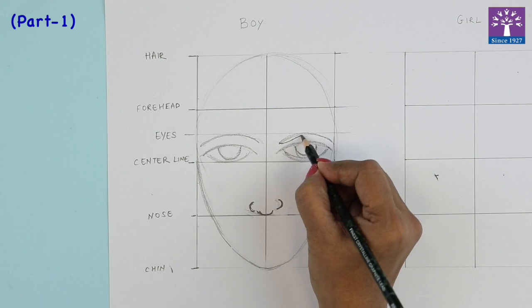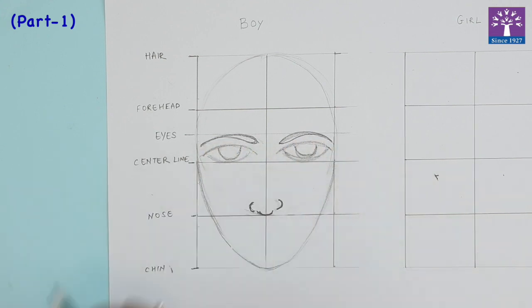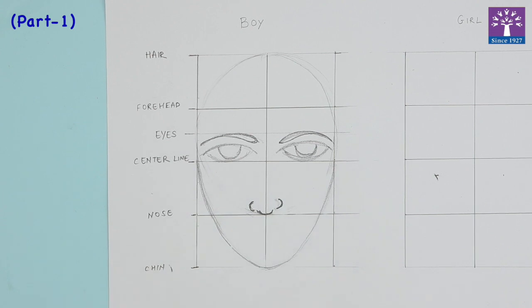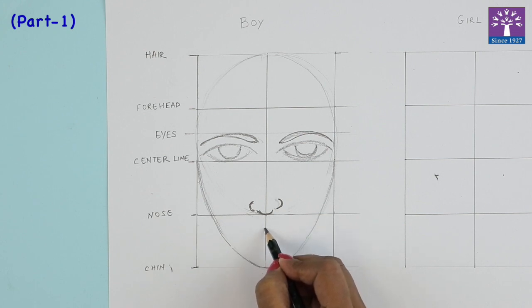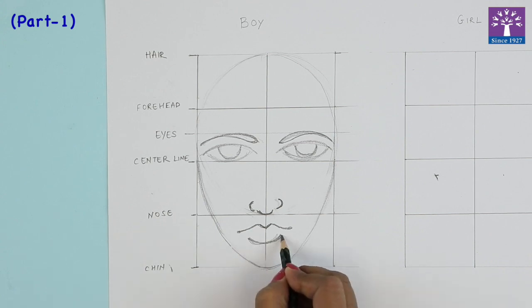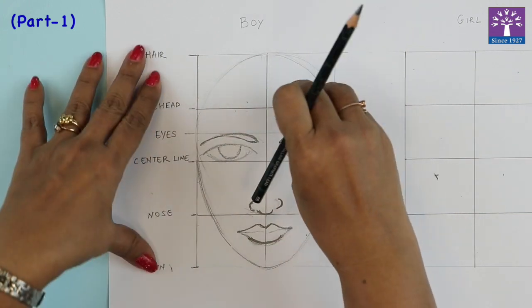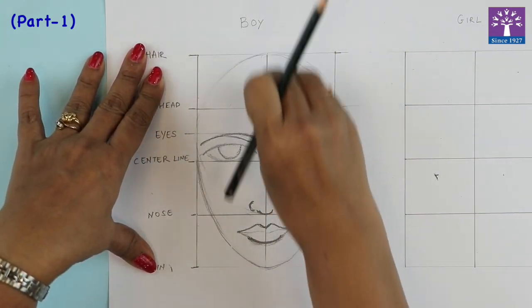We'll do the details for the eyebrows. Then we'll draw the lips. Just below the nose, we'll start drawing the lips. We'll draw a small V. Now we'll do the hair. Before I start drawing the hair, I'll erase these lines and make it light.